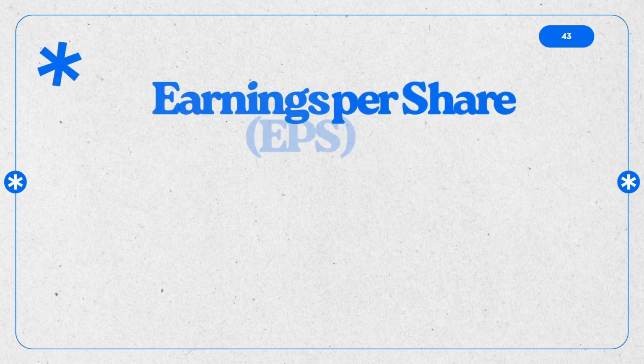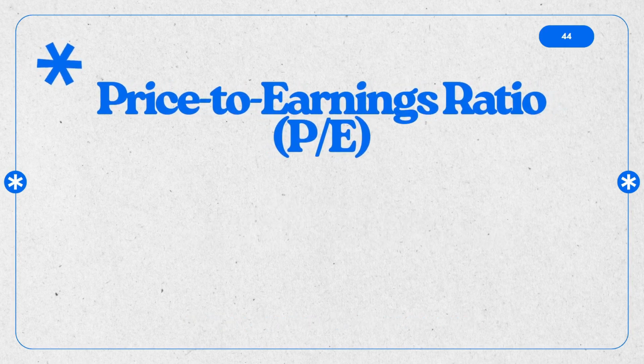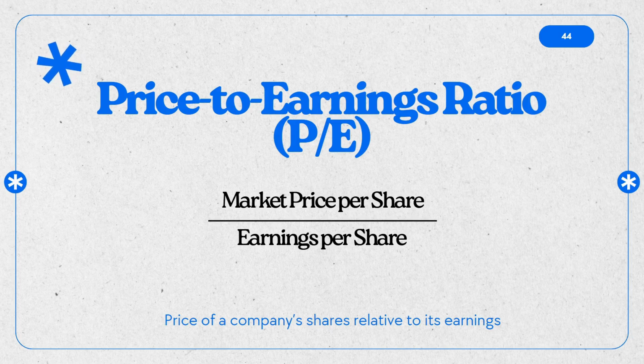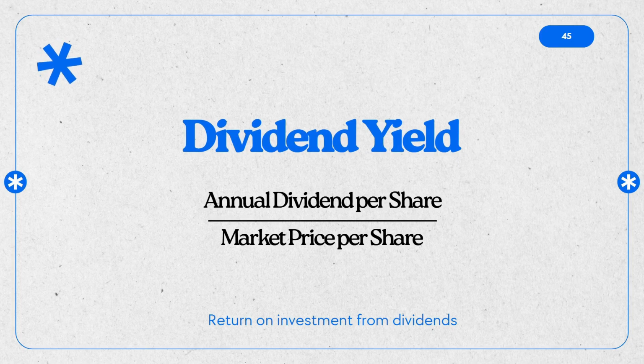Earnings per share, EPS, easy one. Net income divided by average number of outstanding shares. This shows company profitability on a per share basis. Next coming up is price to earnings ratio, the PE ratio, one you must have heard about. This is market price per share divided by earnings per share, meaning the price of a company's shares relative to its earnings. Dividend yield is annual dividend per share divided by market price per share, showcasing return on investment from dividends.